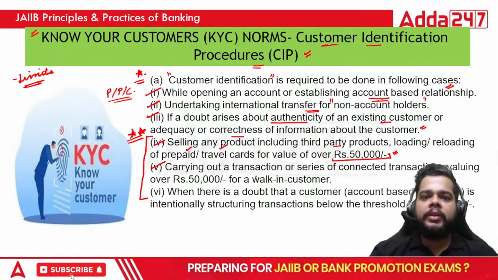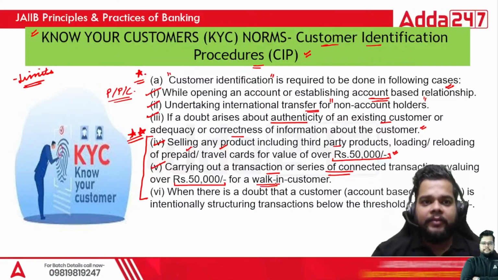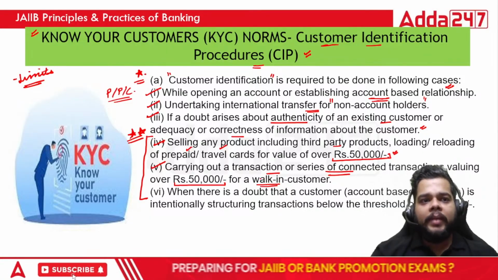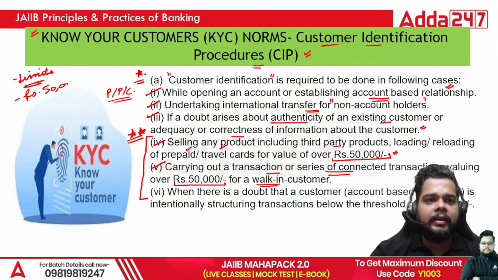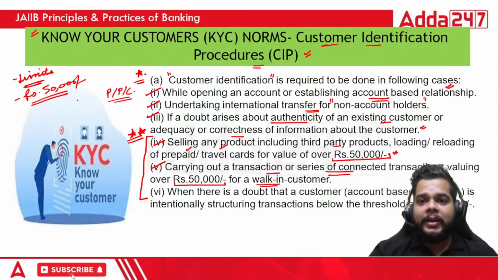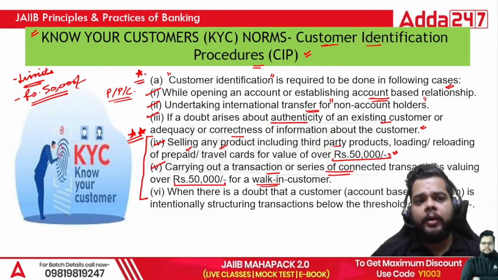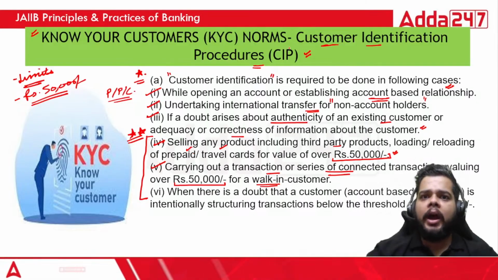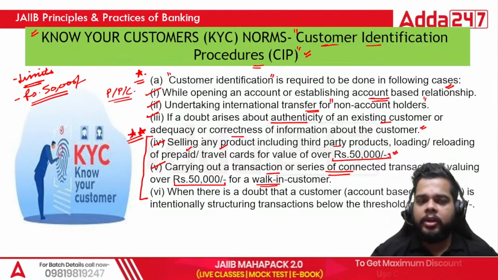Then, carrying out a transaction or series of connected transactions valuing over rupees 50,000 for a walk-in customer. Fine, a customer has just walked into your branch and is doing a transaction, be it a cash deposit or some other transaction, and it is again rupees 50,000, or the amount is beyond this limit of rupees 50,000, then also CIP will apply. How a particular question will be asked in accordance with these norms, we'll be looking into that now.